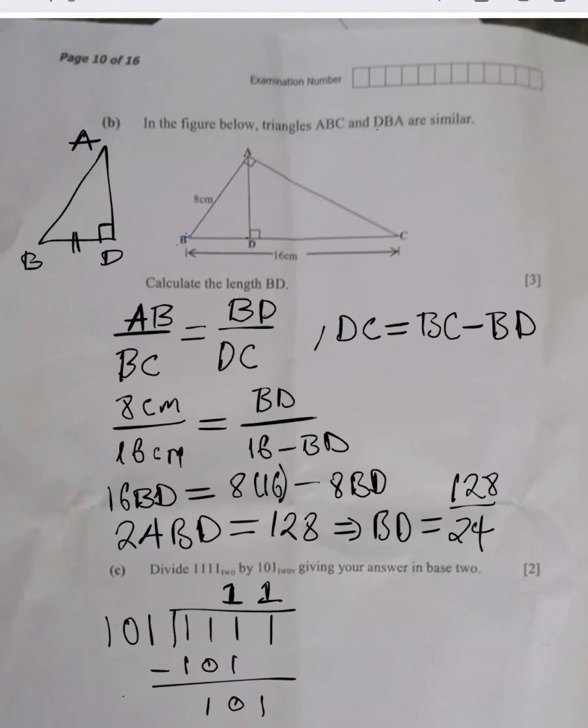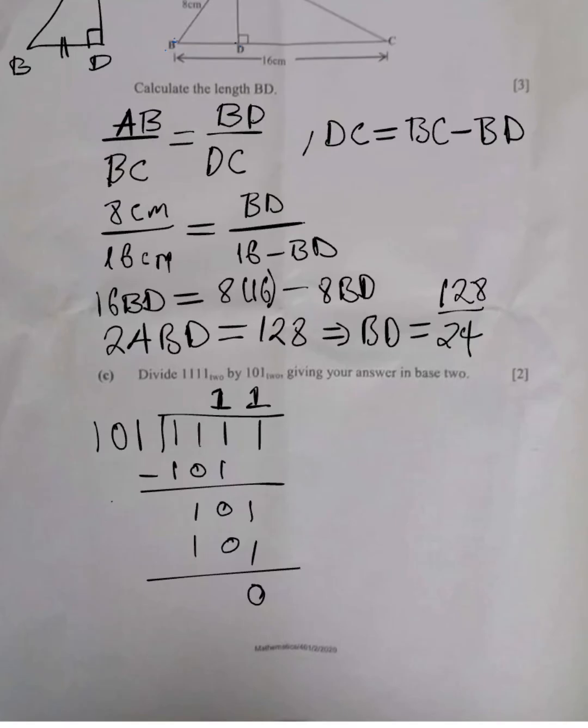Okay. Now D, we want to divide 1111 by 101. So I just write the long division way. Okay, if you want, you can convert them to base 10, operate the normal division and convert back to base 2. This is a direct method.